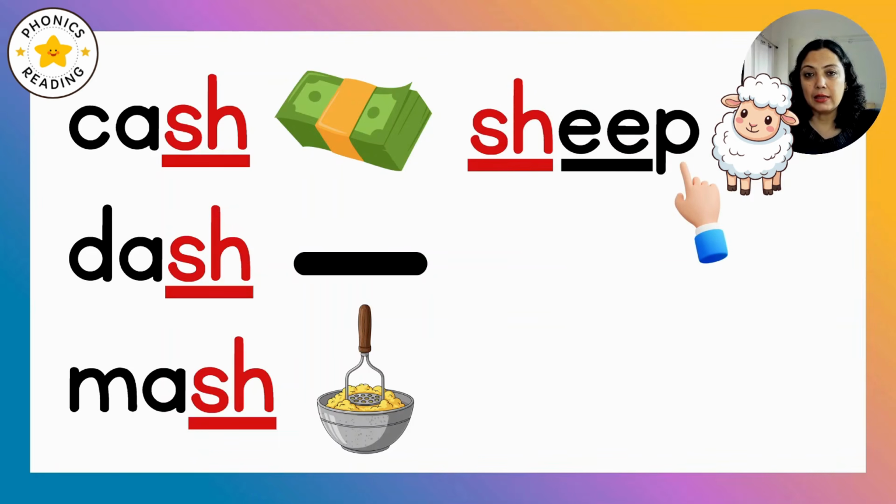Sheep. Three sounds in the word sheep. There are two digraphs, sh and e. Sh, e, p. Sheep.